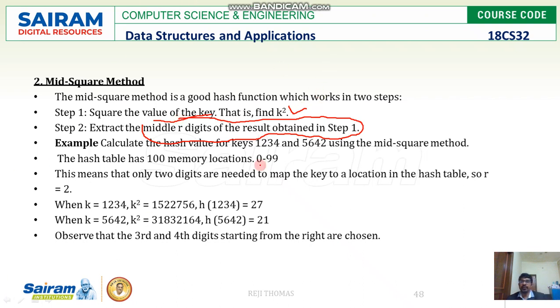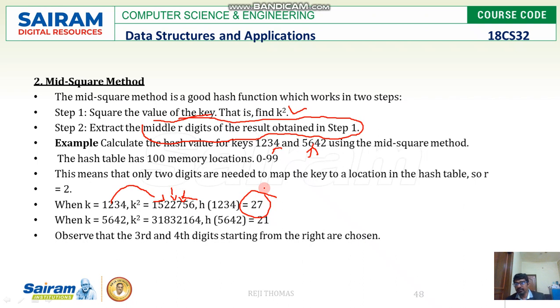And think that you have to find it for 1234 and 5642 from the previous case. Let us see how we are going to do it. So what we do is you are going to find the square of 1234. When you do it, you'll be getting this value. And the hash function h(1234) is going to be 27. That means, think that you have a hash table whose memory location is from 0 to 99. So you have to store all the numbers with only 2 digits. So what we do is we are going to take the third and fourth digit from the right. So when I take third and fourth digit from the right, I'll be getting it as 27.